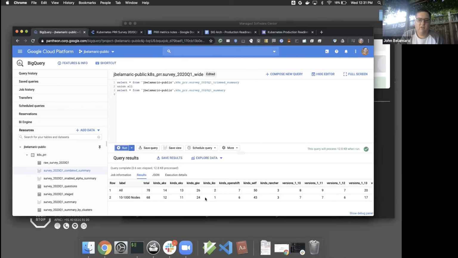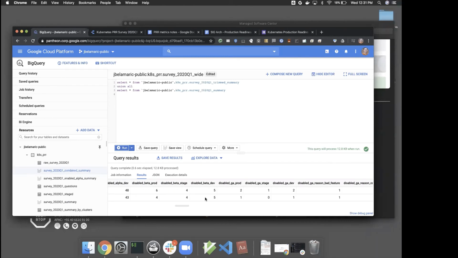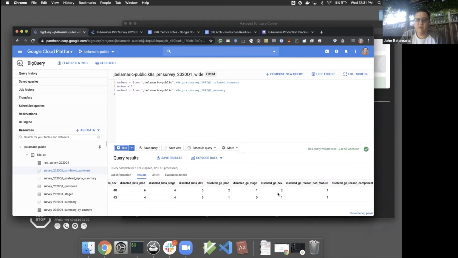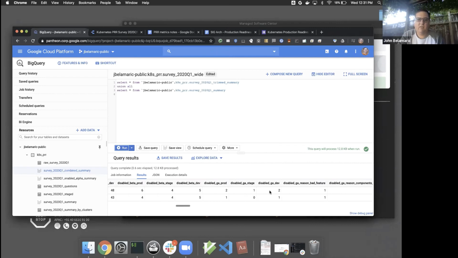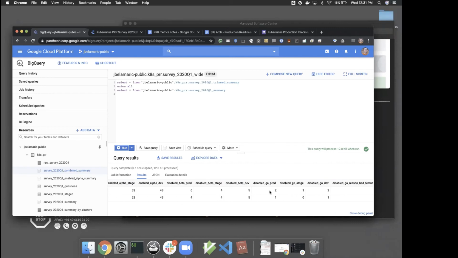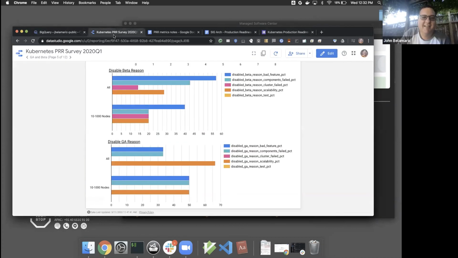Okay, so you said disabled GA. Disabled GA, you see, it's very small numbers. So I don't think we need to. Yeah, exactly. GA appears to be pretty stable then. Yes. And all right, where were we?